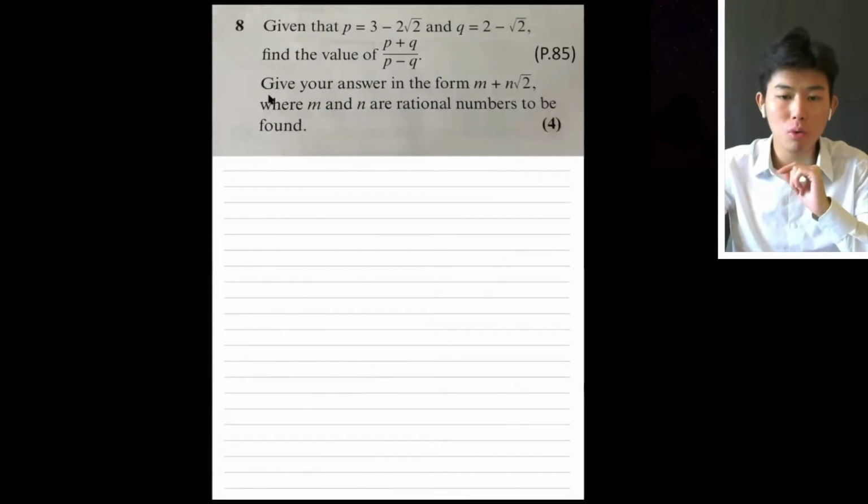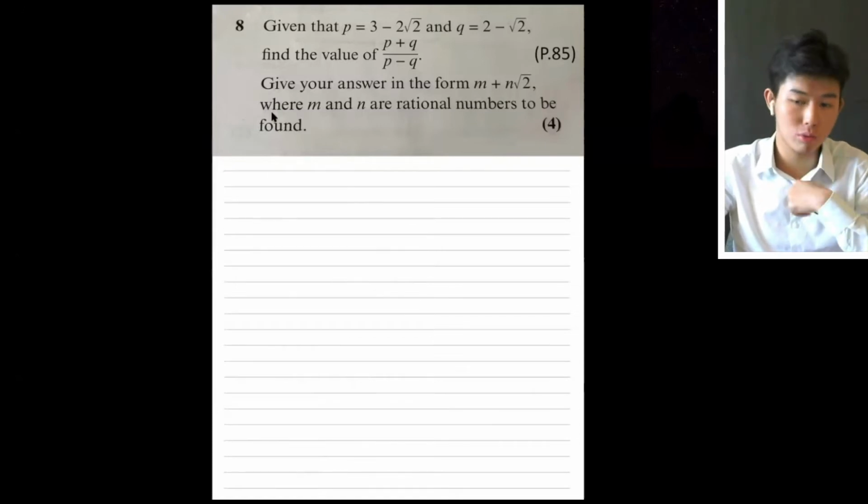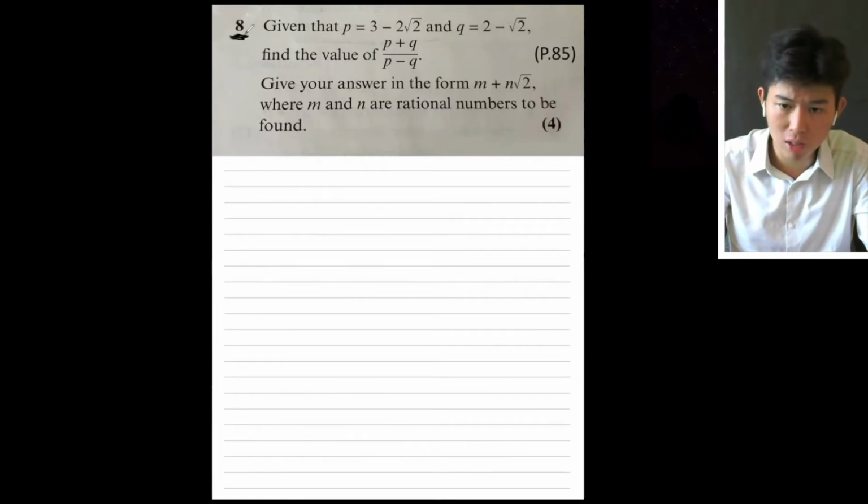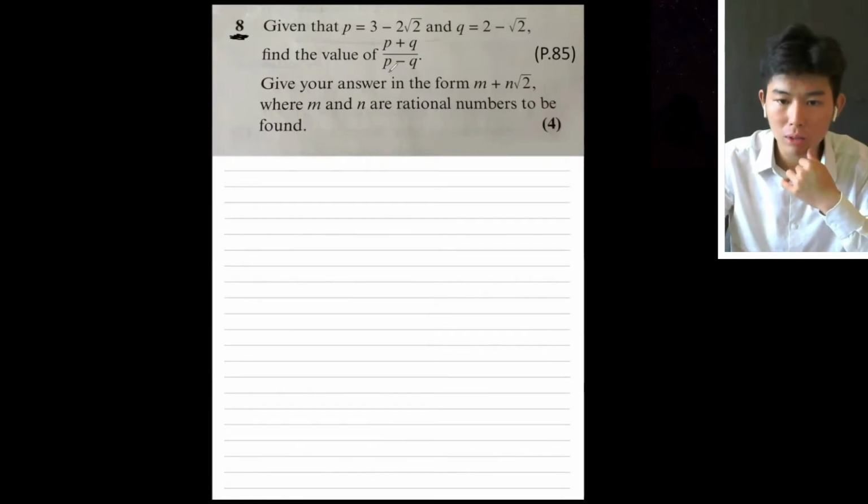Okay, let's do one more question from the review exercise in the textbook, and then we'll crack on with some past paper questions. Okay, for question 8, they want us to calculate P plus Q over P minus Q in the form of m plus n root 2. So we have to plug P and Q into this equation first.